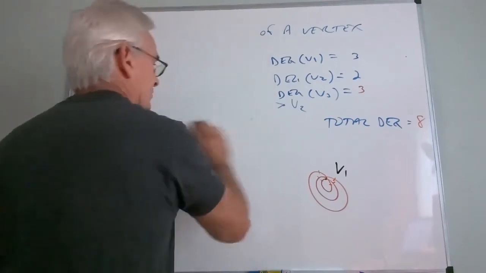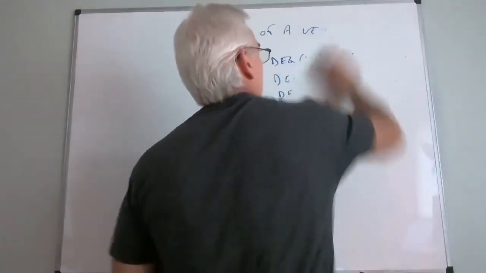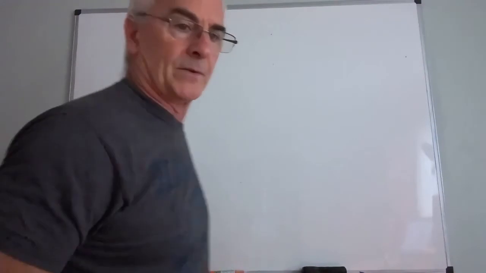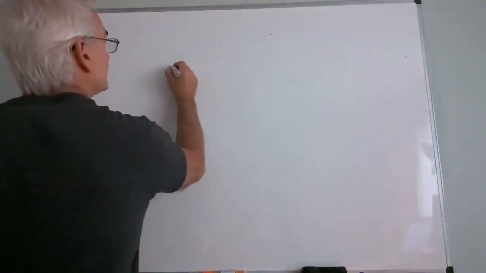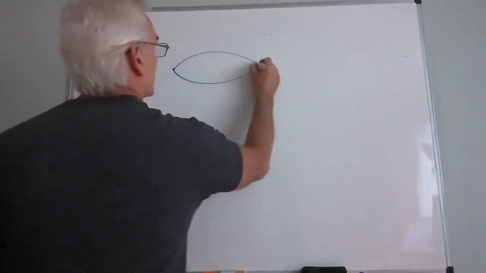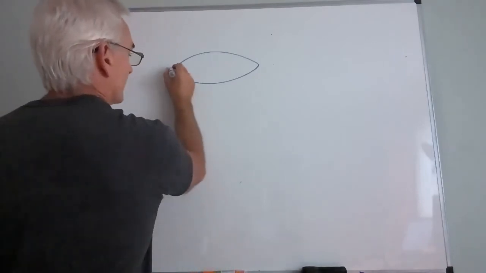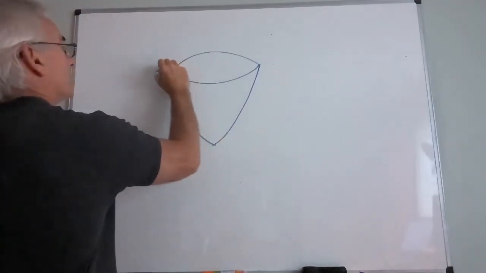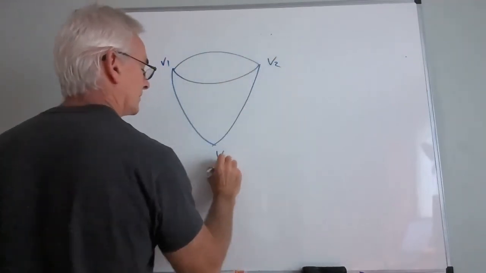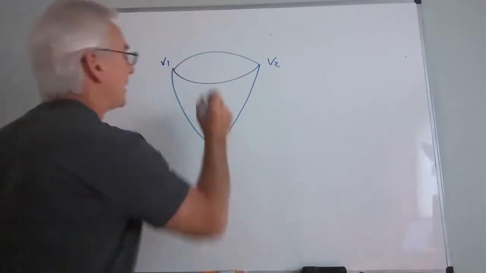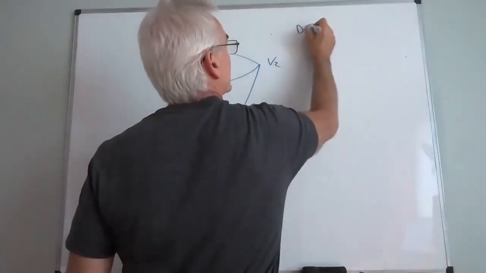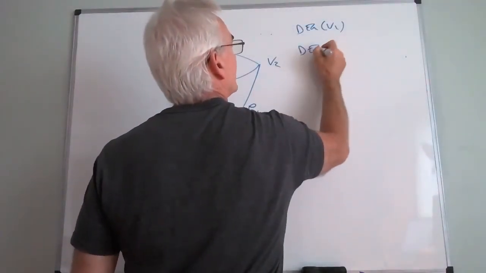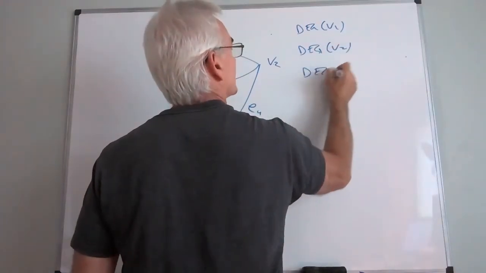If I drew a simple picture, and by the way, you notice in these pictures I'm not putting directions. I'm not giving you arrows because it's not important. That doesn't change things like degrees. So if I'm going to do a simple picture, I'll label everything. Let's call that V1, V2, V3. And let's call these edges E1, E2, E3, E4. So I'd like the degree of V1, the degree of V2, the degree of V3. This is a simple exercise.